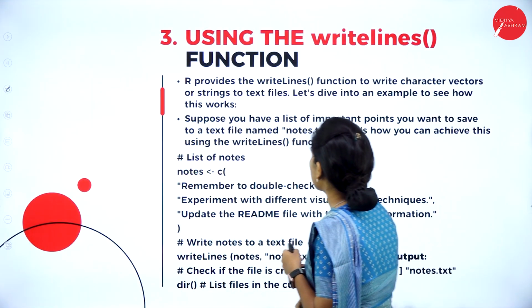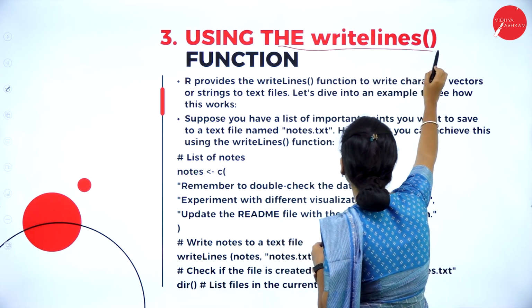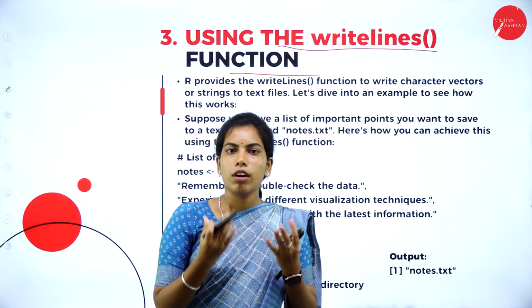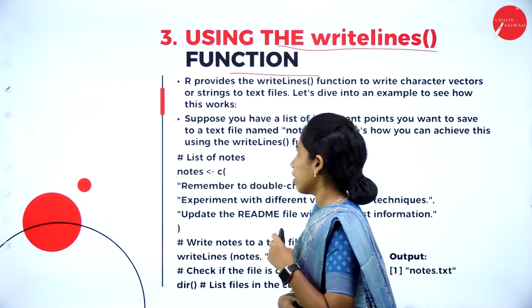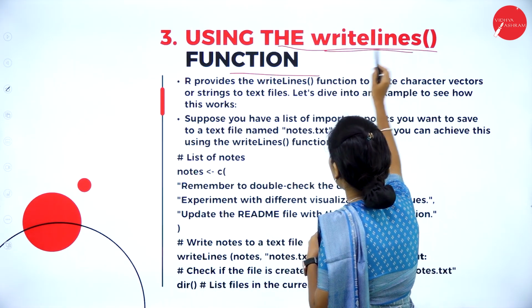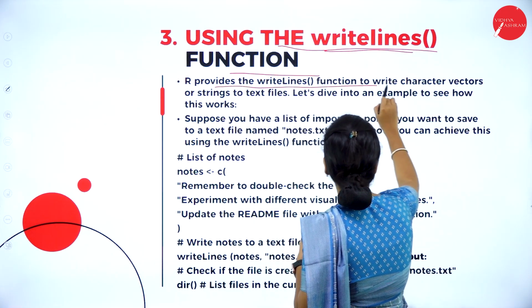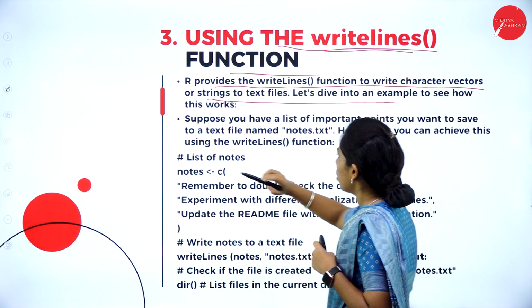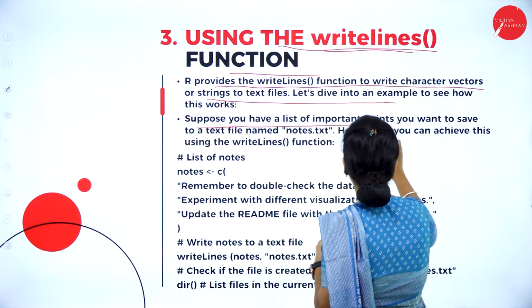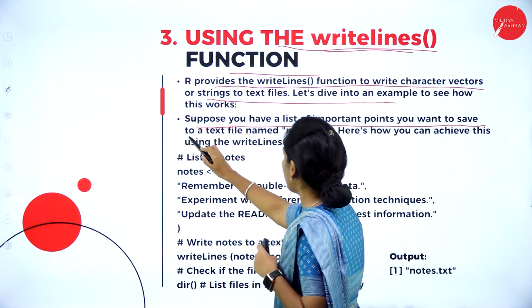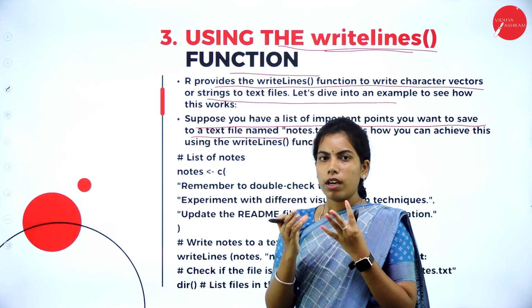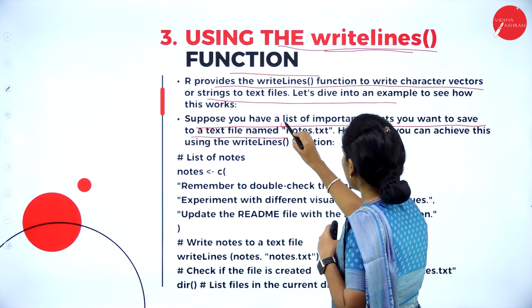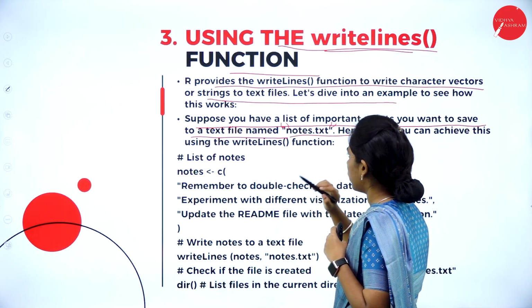And also here you can see using the write lines. Write lines is also one of the ways of writing a file. So the function name is writeLines. R provides the writeLines function to write a character vector or string to text files. So let's see, suppose you have a list of important points you want to save to a text file. If you have notes of important points, you can store that data as notes.text.